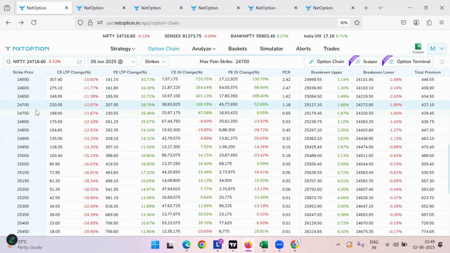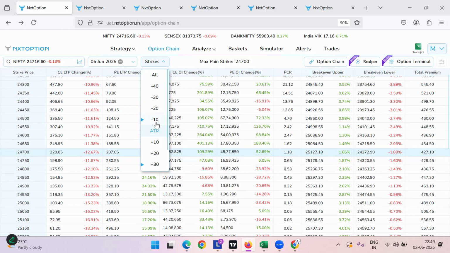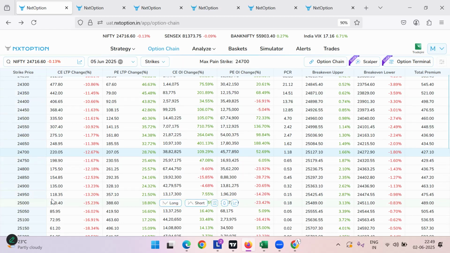Straddle 24,700. By the by, if you feel there are too many strikes, you can also adjust it. Let's say you want to trade only with 10 strikes. Automatically, the number of strikes on the upside and downside with comparison to the current spot price will get adjusted in the screen.